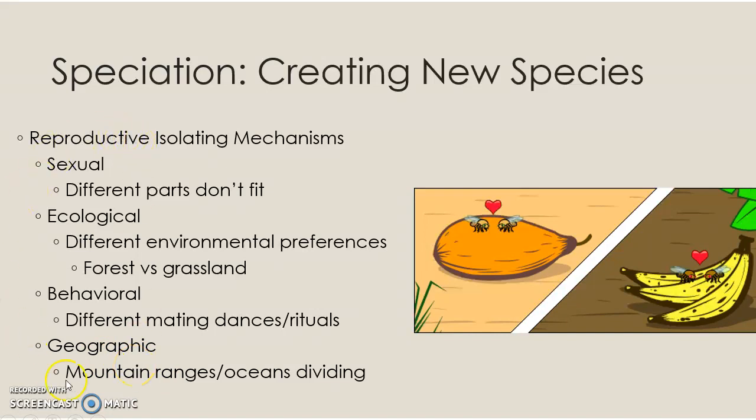So these are the four reproductive isolating mechanisms. You do need to know them. They keep organisms from mating, which means that the two organisms are probably in two different species.